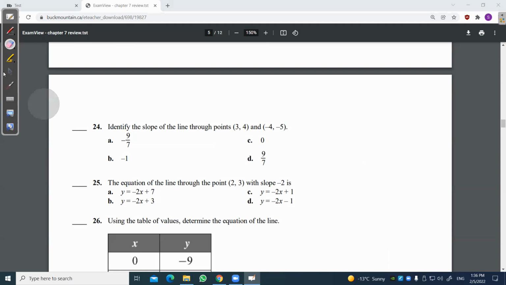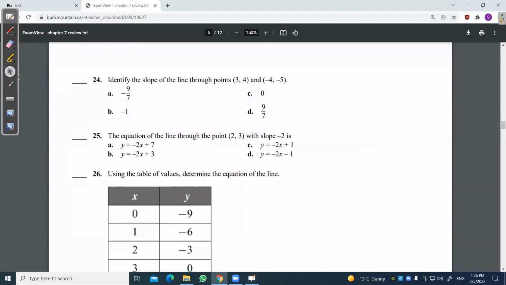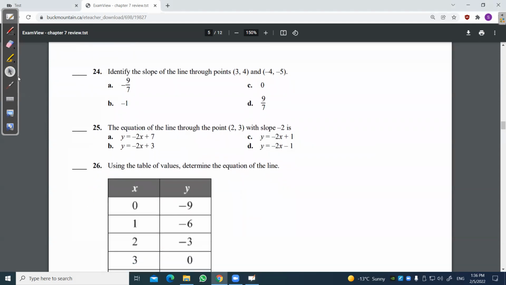25. Now they've given us a point and a slope. And we want to find the equation of the line. Right, so we have y equals mx plus b. We do know what the slope is, so y equals -2x plus b. We want to find the b value. Any ideas on how to find the b value? They have given us a point.